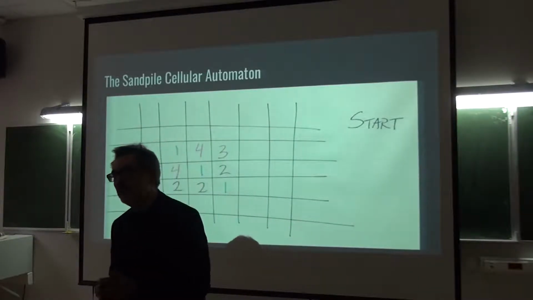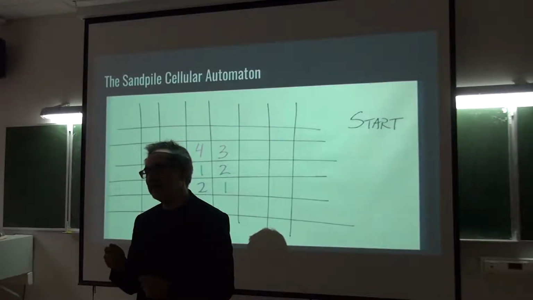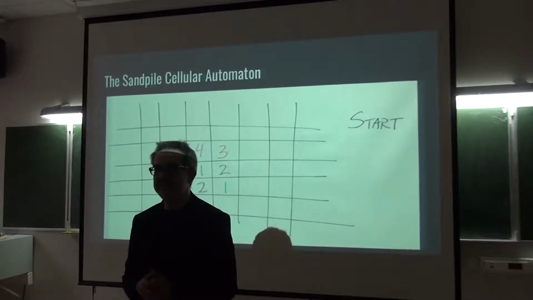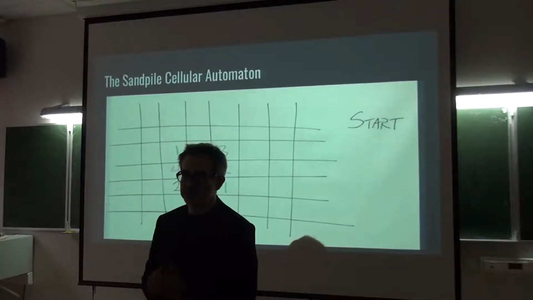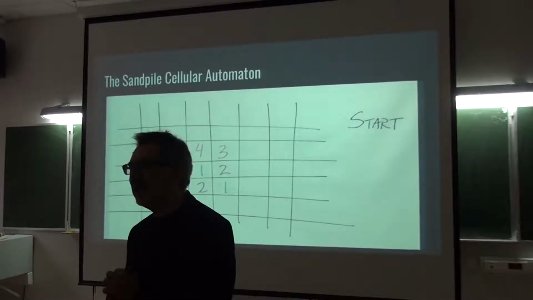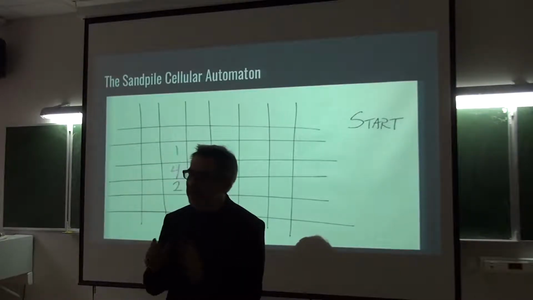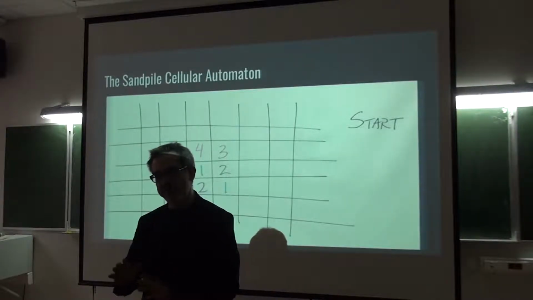Then there is only one rule. If you choose a tile, and you can choose it at random, it doesn't matter which one, you ask yourself, is the number less than or equal to 3, that is 0, 1, 2, or 3? If it is, then you do nothing.